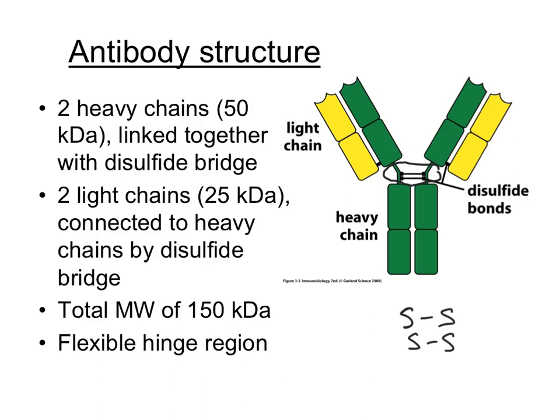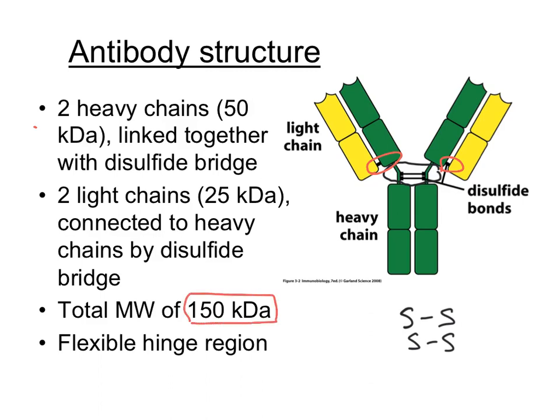Similarly, there are disulfide bridges between the upper regions of the heavy chains and the constant regions of the light chains, circled here in red. The light chains are each 25 kilodaltons. So the overall molecular weight of an antibody is 2 times 50, which is 100, plus 2 times 25, which is 50, which equals 150 kilodaltons.